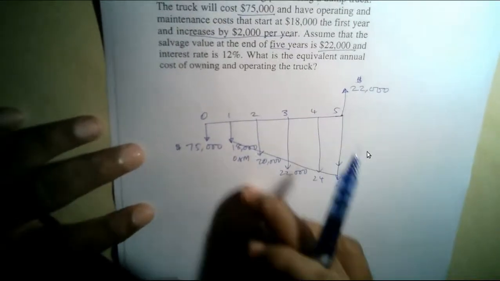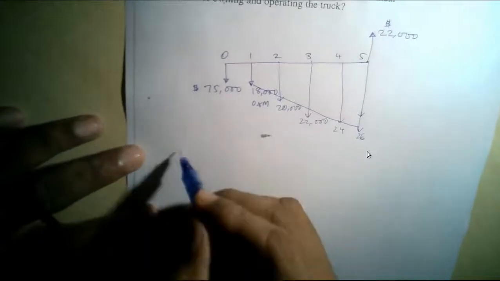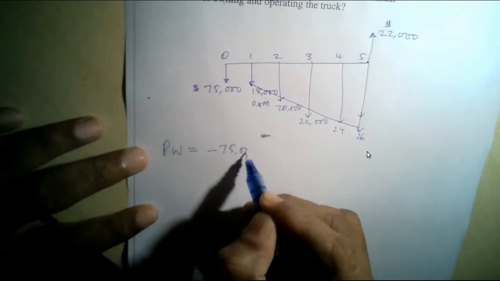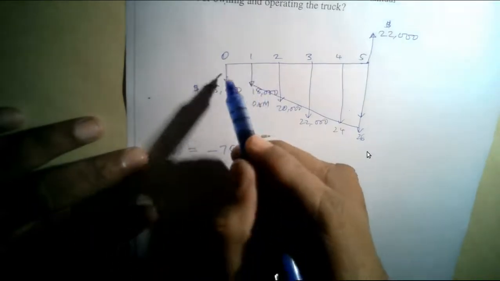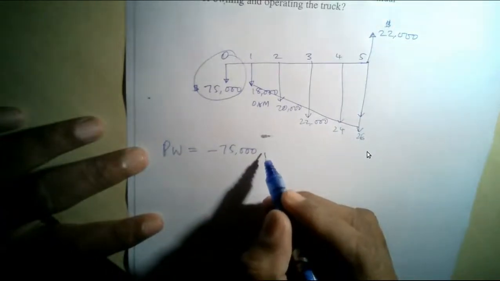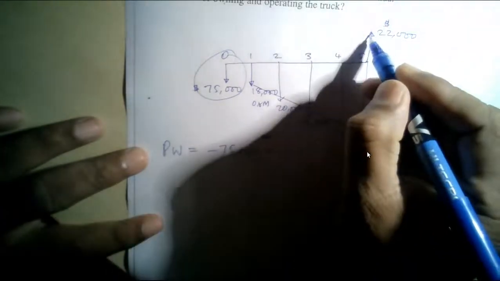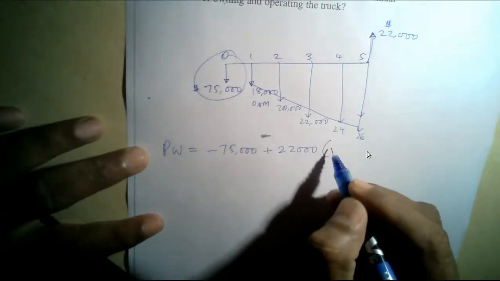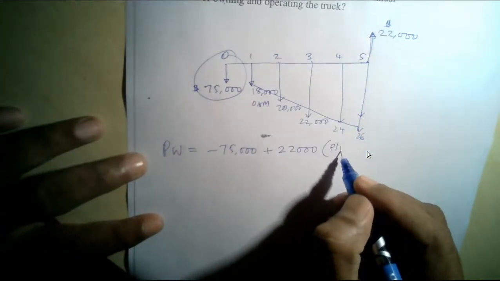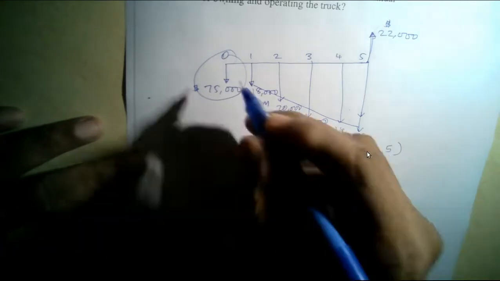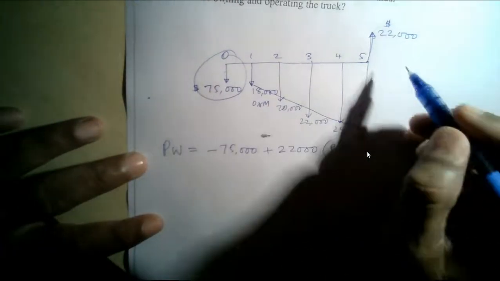First let us calculate the present worth. So the present worth is minus 75,000, which takes this into account. Next, I want to calculate this one. It is plus, because it is going upwards, so it is a positive cash flow. It is a find P given F: the future value is there, and I want to find the present value. So 12% after 5 years, right? So 0 to 5. Now this also I have considered.